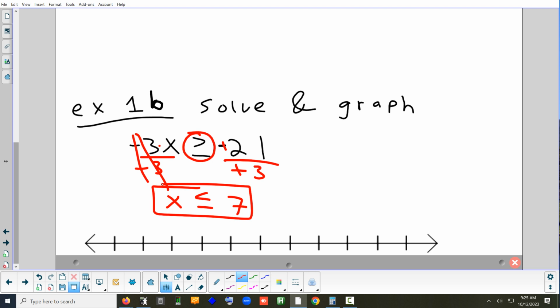But wouldn't the sign make it false? Nope, because if you fill in a 6 right here, is 6 less than or equal to 7? Oh, wait. What if it were 8? Then I would say that would be false. I would say that is not a solution to this problem. So you'd click no. Some numbers are solutions, some numbers are not solutions.